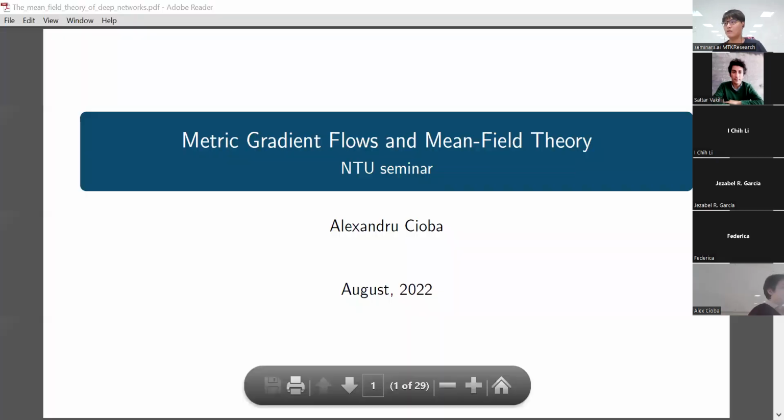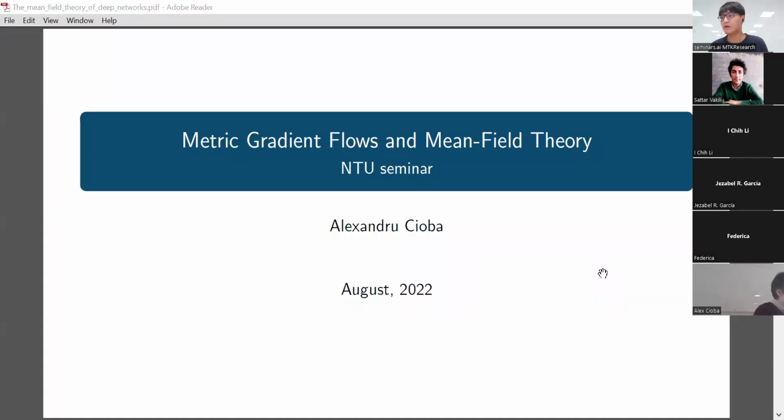So today I wanted to speak about a topic that has been quite prominent in deep learning research in the last couple of years. I wanted to give a very brief introduction and overview to mean field theory, which is an asymptotic dynamics result for neural networks that is somewhat parallel to the neural tangent kernel approach.